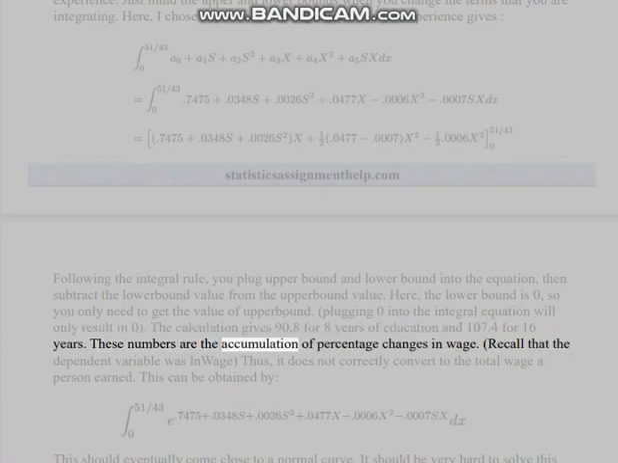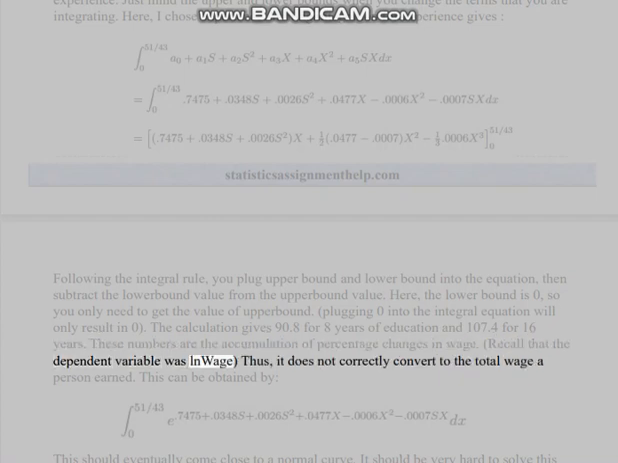These numbers are the accumulation of percentage changes in wage. Recall that the dependent variable was ln wage, thus, it does not correctly convert to the total wage a person earned. This can be obtained by the following. This should eventually come close to a normal curve. It should be very hard to solve this equation by hand, so I used some help of MATLAB.